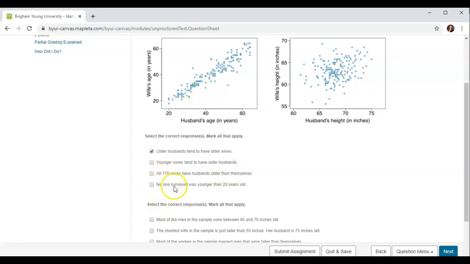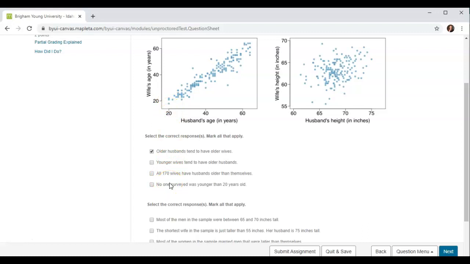Next one, no one surveyed was younger than 20 years old. If this is the cutoff for 20 for the women, we actually have a woman who is below that 20-year mark. Here's the cutoff for 20 for the men, and that's the case, but there's actually this one woman who's probably about 19. So we can't select that either.